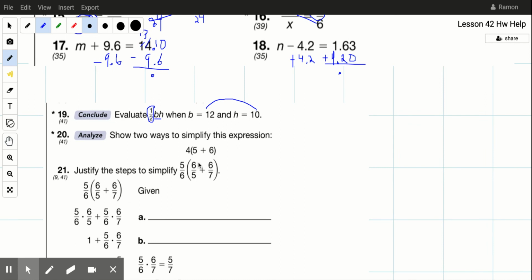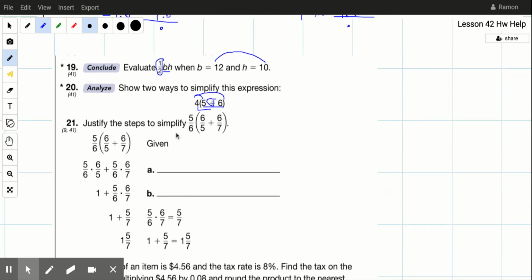Show 2 ways to simplify this expression. Well, you could add and then multiply. Or you could distribute and then add. The choice is yours. Justify the steps to simplify this.